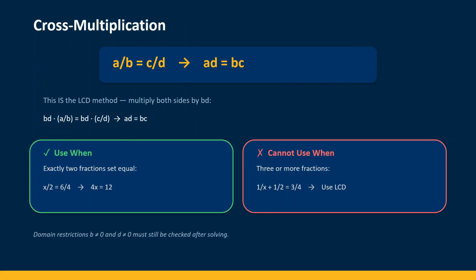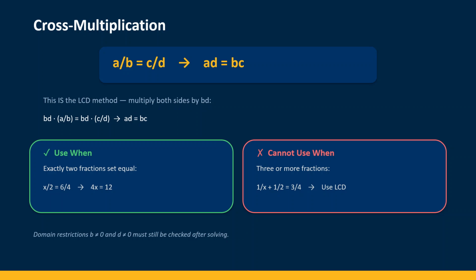Cross-multiplication is a widely recognized shortcut for solving equations of the form a/b = c/d. The equivalence states that AD = BC, provided B and D are both non-zero. It is important to understand that cross-multiplication is not an independent technique. It is simply the least common denominator method applied to a two-fraction equation whose least common denominator is the product BD.